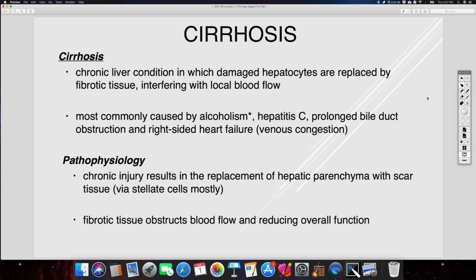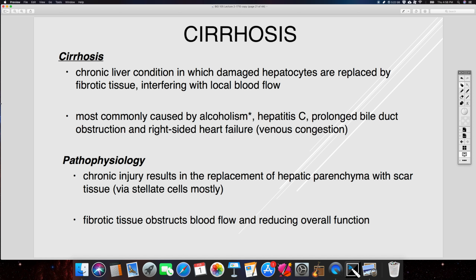Okay, so then we talked about cirrhosis. This is a chronic liver disease, and basically what happens here is you replace the functional tissue of the liver, the parenchyma, which is the hepatocytes, with scar tissue, and that really interferes with blood flow. Most common causes are chronic alcoholism and hepatitis C, but also things like heart failure, specifically right-sided heart failure because of the congestion in the venous system, and also obstruction of the bile duct.